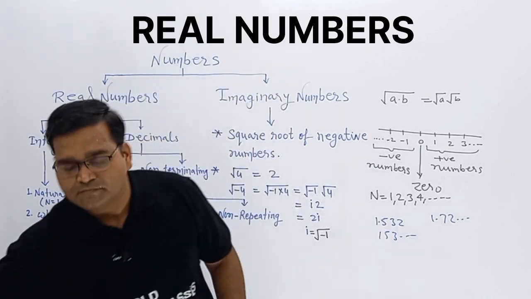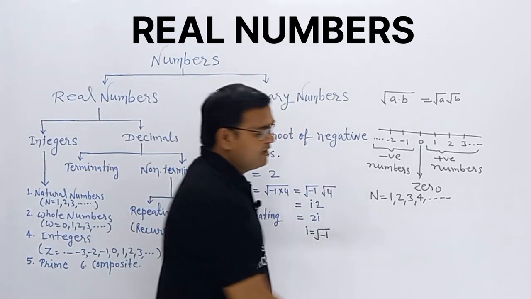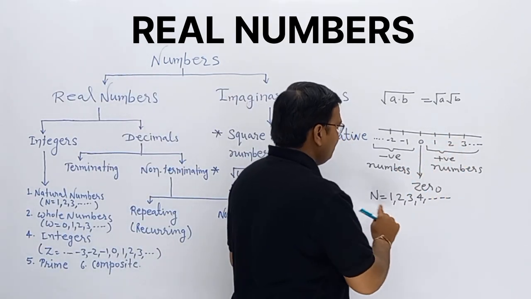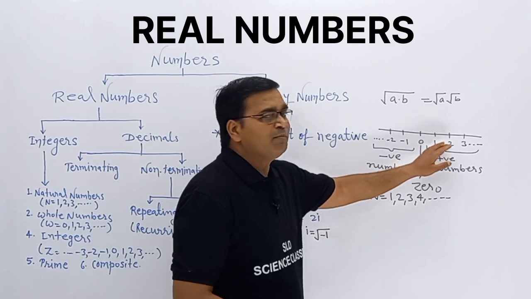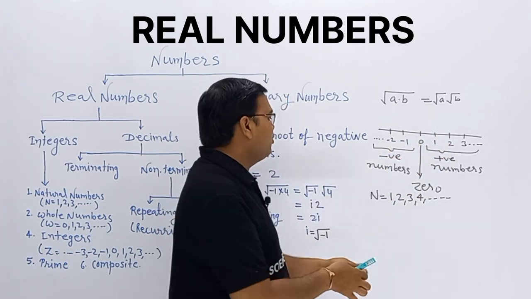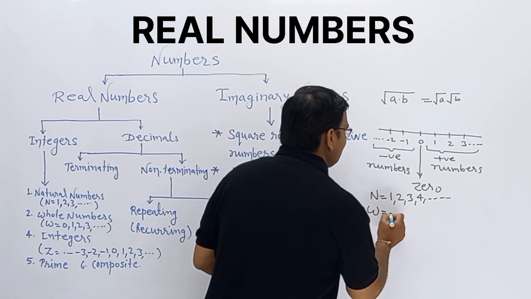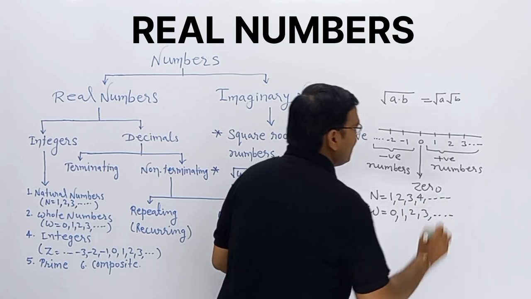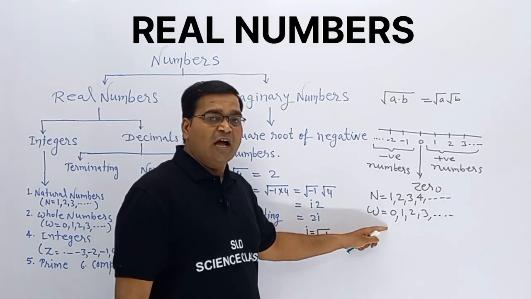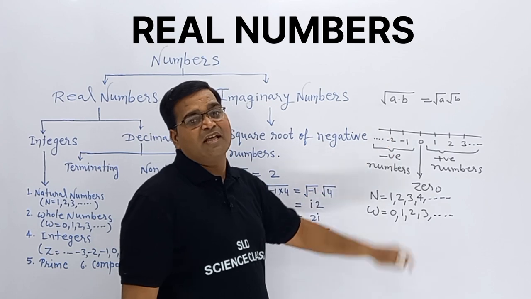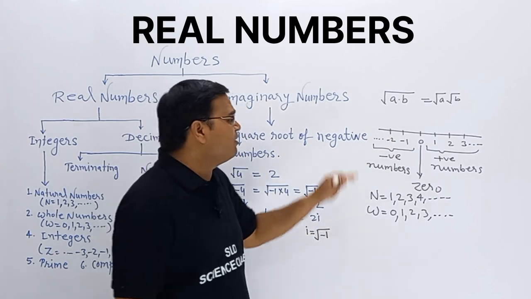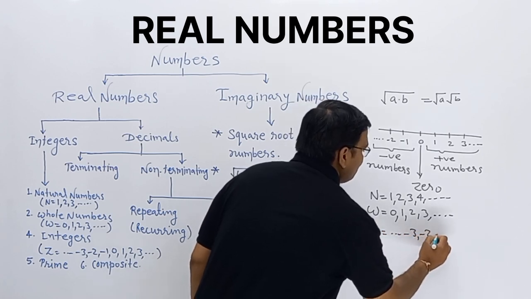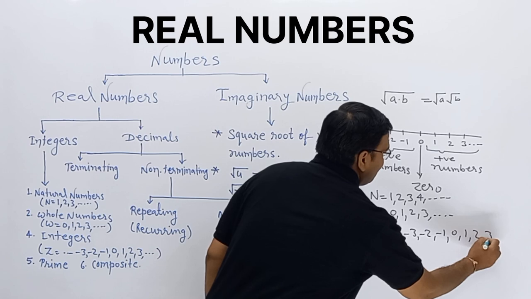So what about the integers? Integers are having counting numbers, and counting numbers are called what? Natural numbers. In the counting numbers, once 0 is included, then what we are getting? Whole numbers, and whole is denoted by W: 0, 1, 2, 3 and so on. These are called whole numbers. Now what is remaining? Negatives of counting numbers are remaining. If negatives of counting numbers are included in the whole numbers, then we are getting integers. Minus 3, minus 2, minus 1, 0, 1, 2, 3 and so on.